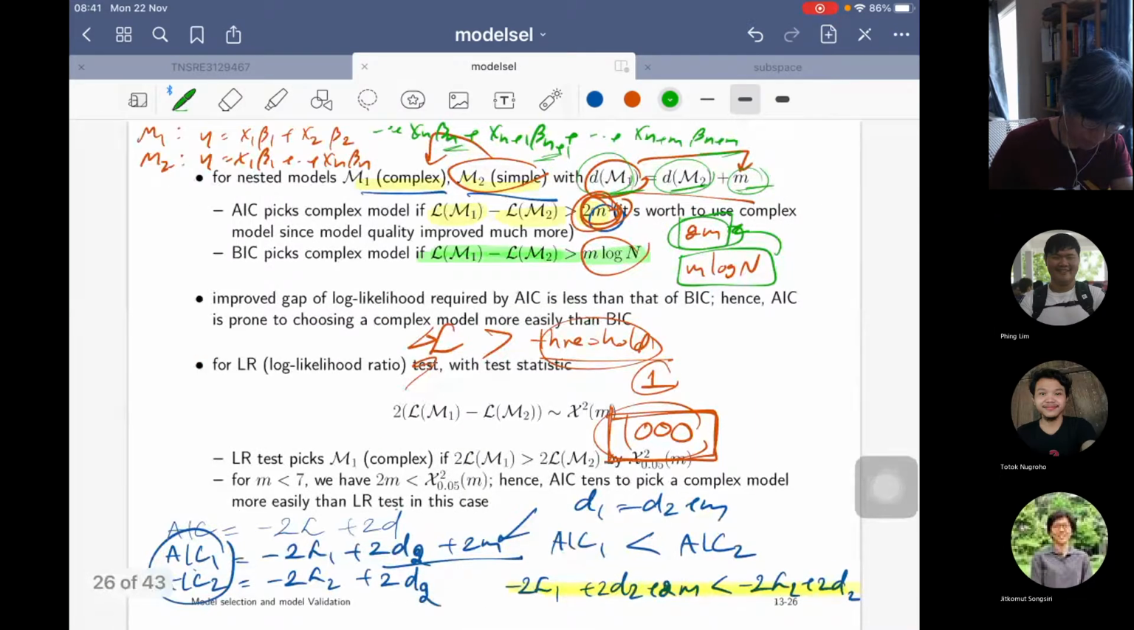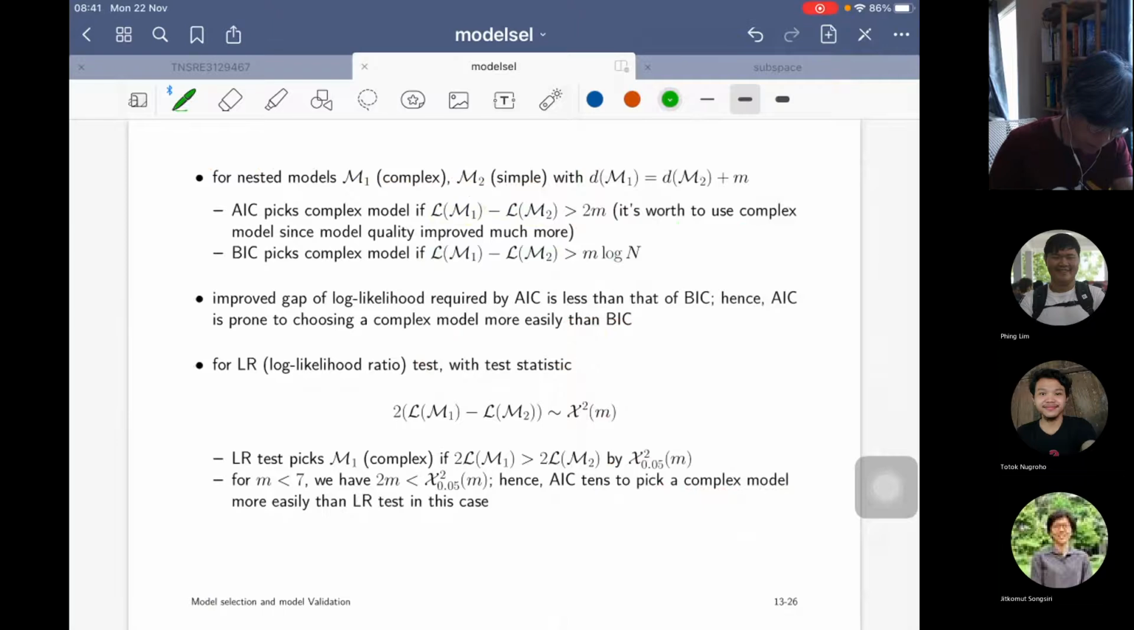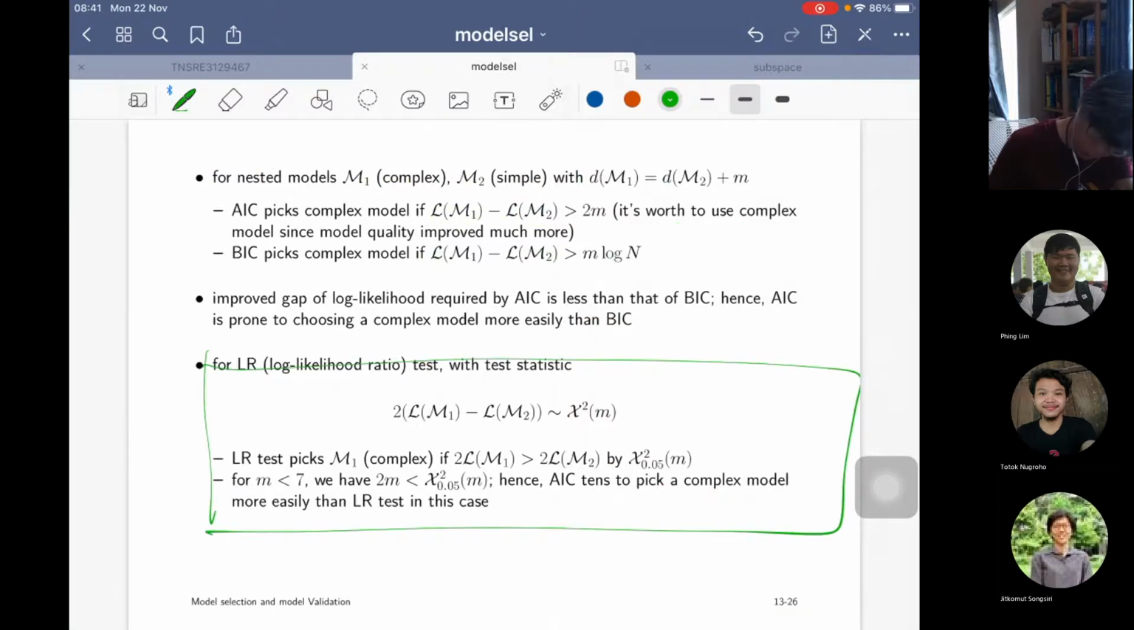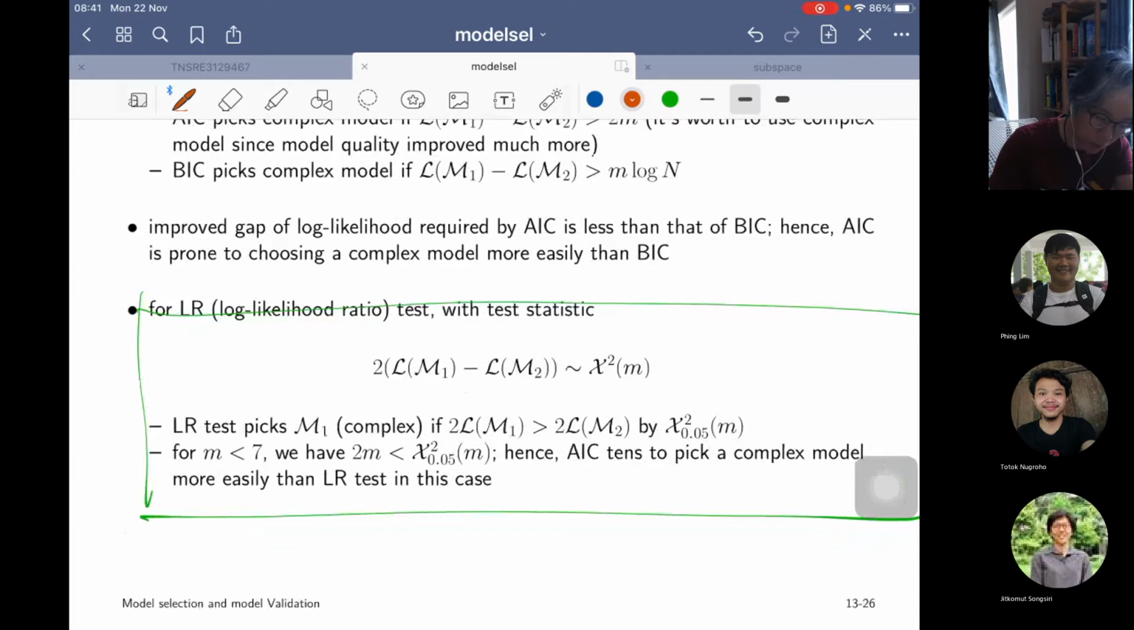All right, I have some explanation about the log likelihood ratio test as well, but since we haven't learned about this test, maybe I can explain in short. The log likelihood ratio test is one of the hypothesis tests. It basically says that the log likelihood ratio has asymptotically a chi-square distribution, where m is the difference of model complexity between model M1 and M2.